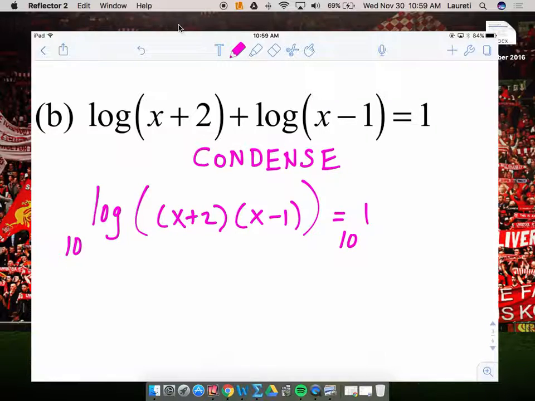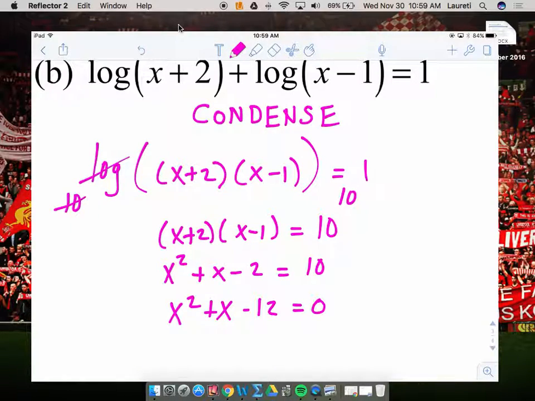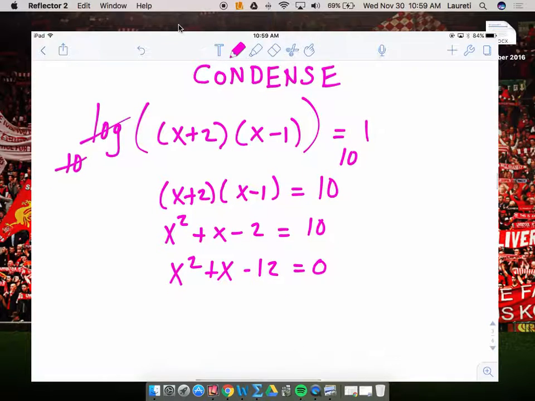Good. So the 10 and the base 10, right, go away. So you're left with x plus 2 times x minus 1 equals 10 to the first, which you know is 10. And then from there, you're just solving a regular quadratic equation, right? So you got x squared plus x minus 2 equals 10. X squared plus x minus 12, right? Get everything on one side, and then factor it again. So you got x plus 4, x minus 3.